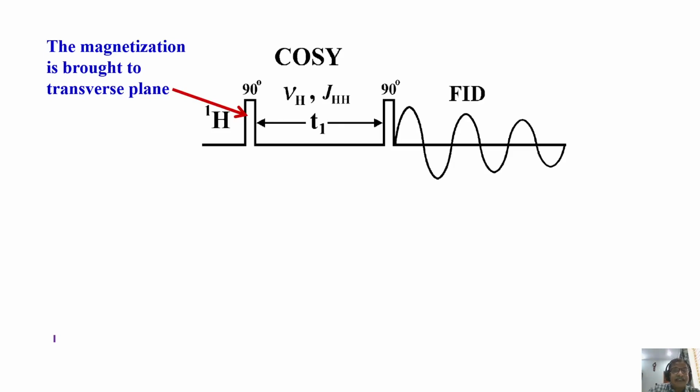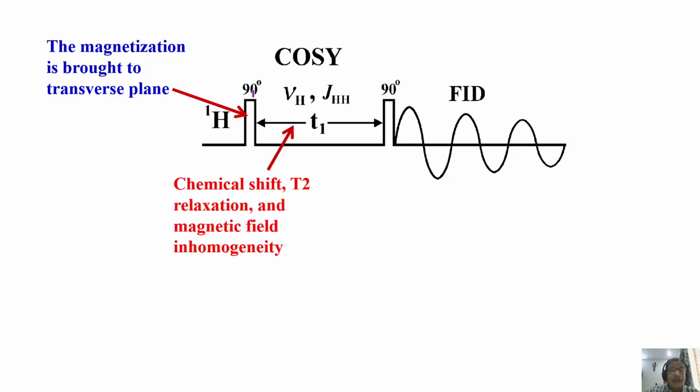The magnetization in this case is brought back to the transverse plane. This is all we know. This is a 1D pulse. If you apply it, magnetization which is along the Z axis will come back to the XY plane, the transverse plane. That's fine. Now here, what happens? The spins which are brought to this transverse plane start evolving.